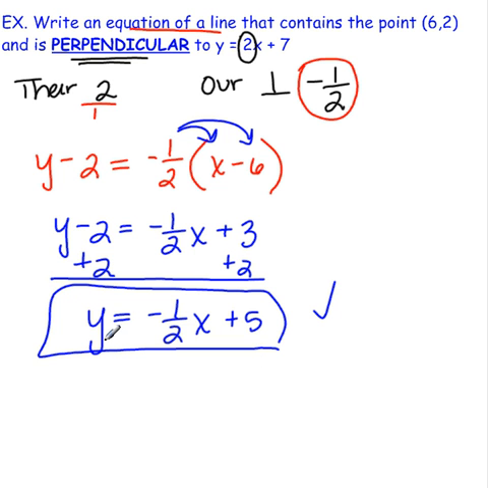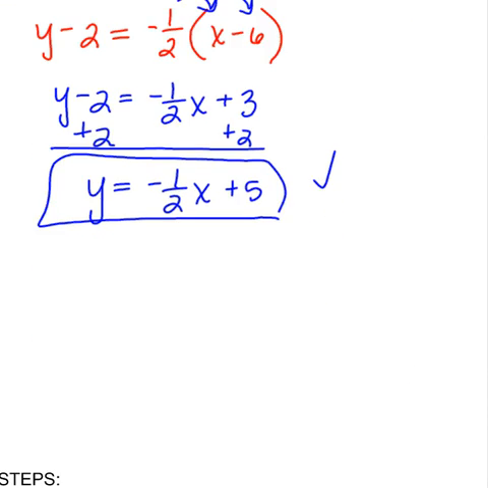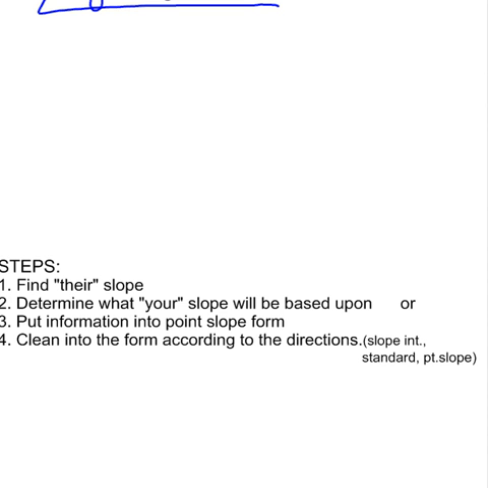Now notice we put them in slope-intercept form. Your directions could say, put this in standard form. It could say leave it in point slope. So make sure that you're reading directions. So let's sum this all up and let's write some steps. Steps on solving this, if you wanted to put it in that order.